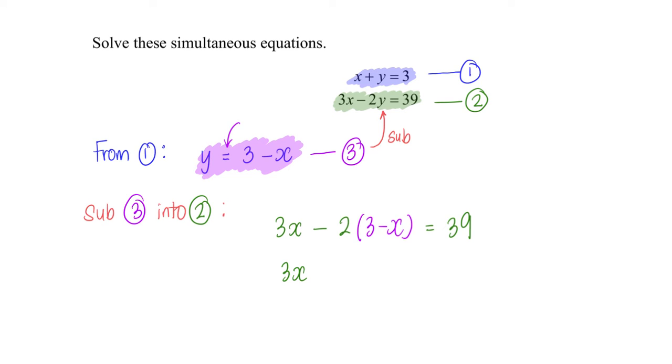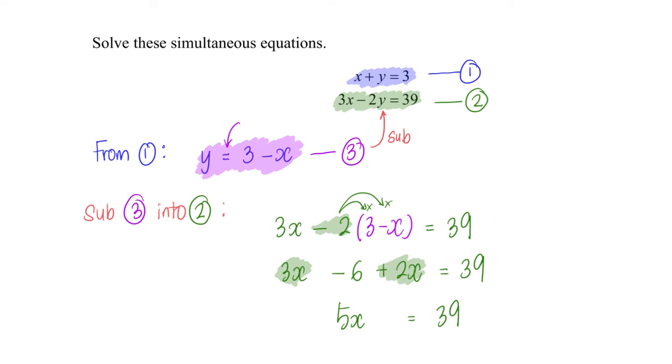I have my negative 2 multiplying by positive 3. That will give me negative 6. Negative 2 multiplied by negative x, positive 2x. And continue to solve for this. I will have 3x plus 2x to give me 5x. I will also have my 39.